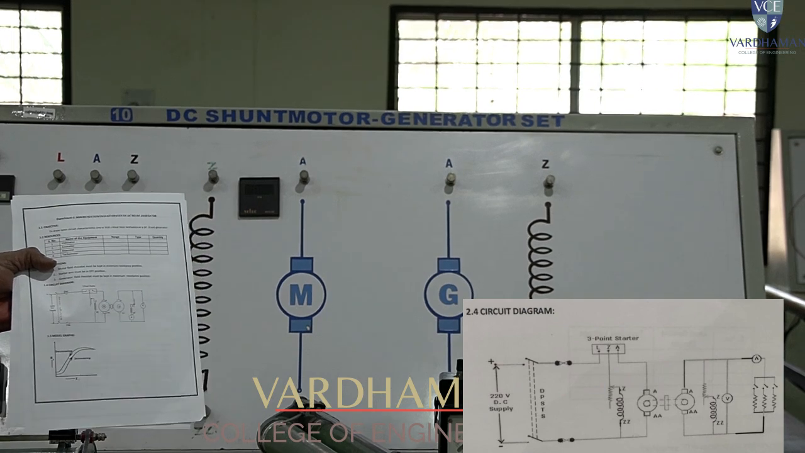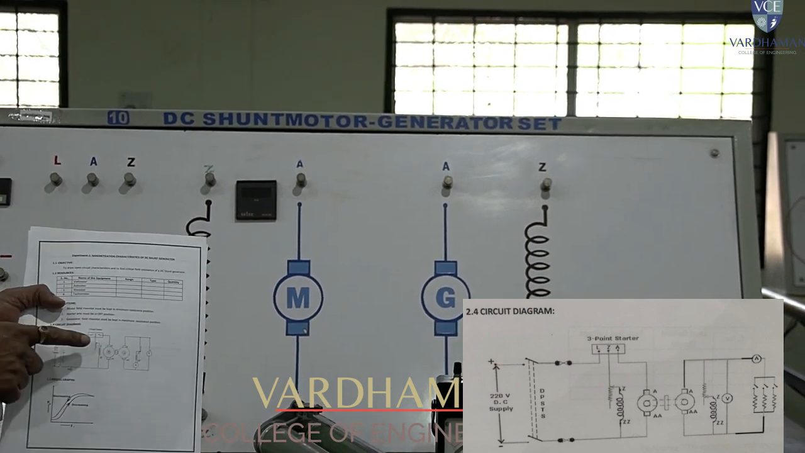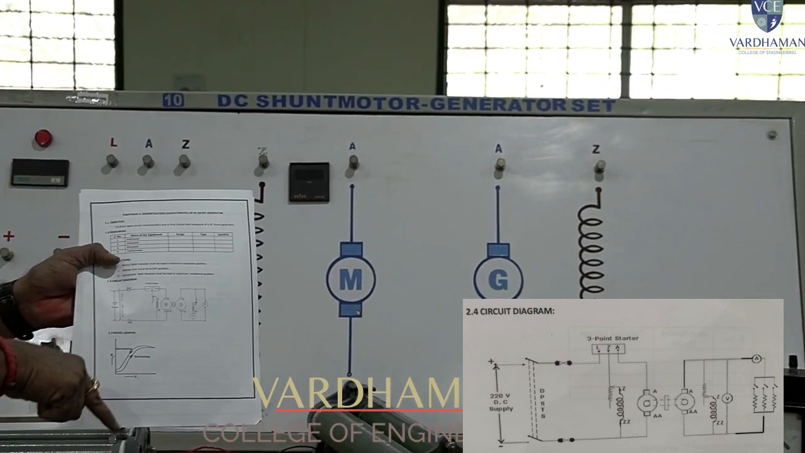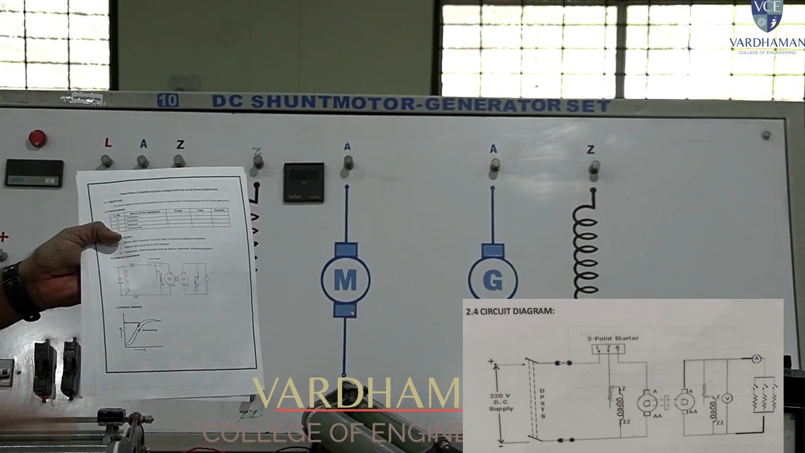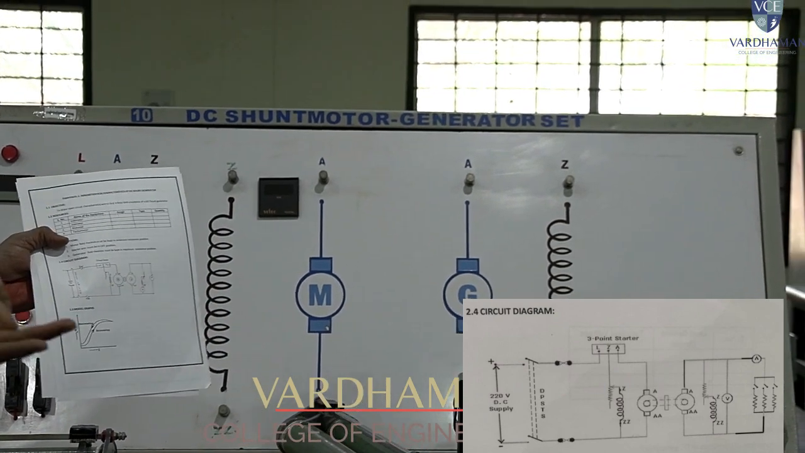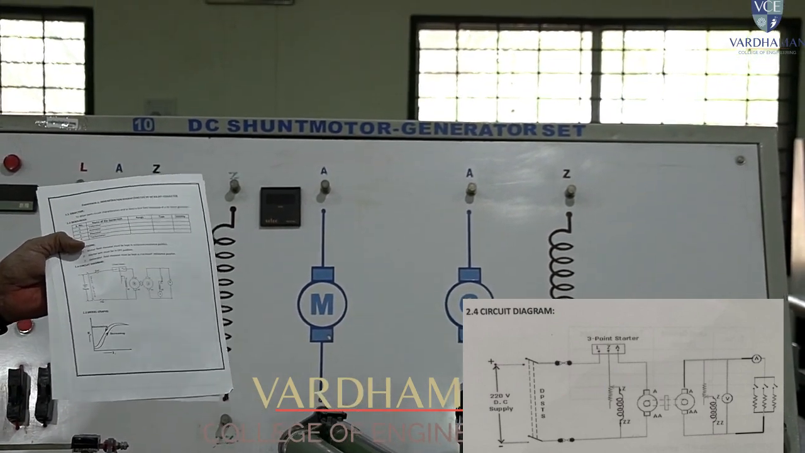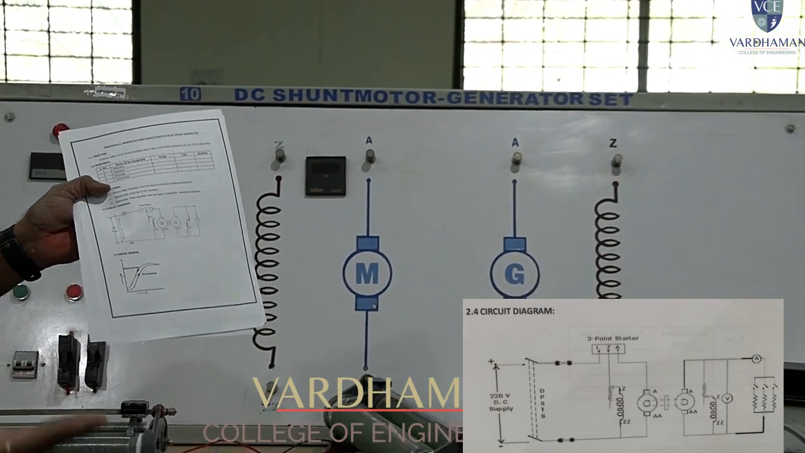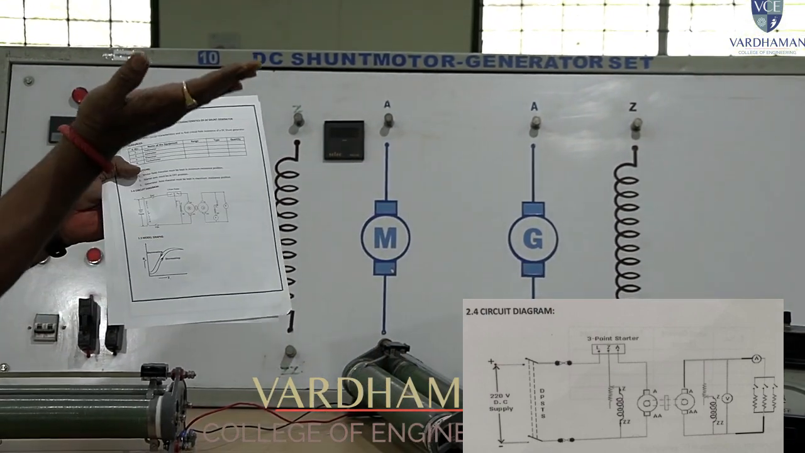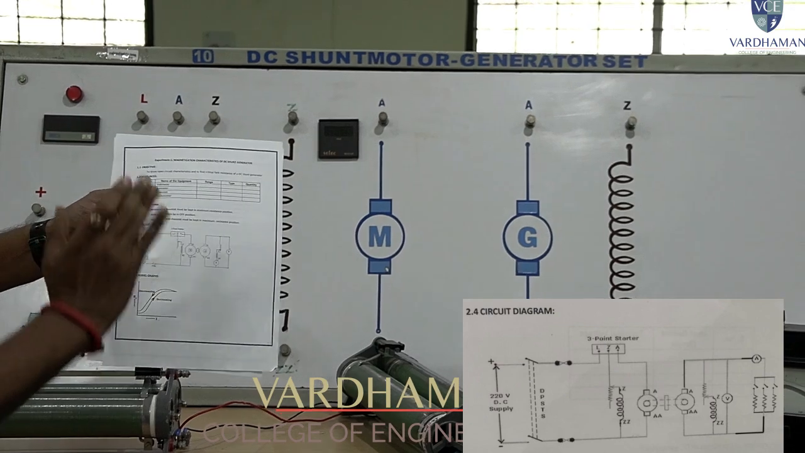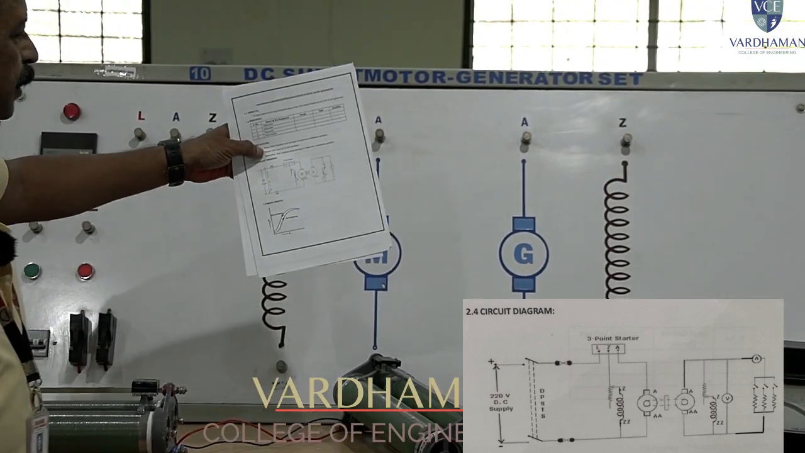In order to increase the speed of the motor, you need to decrease the current, decrease the flux, and the speed increases. The relation is N = Eb/φ. Flux is in the denominator, so when flux decreases, speed increases. So it is the reverse manner. Now let us see how to connect the circuit.